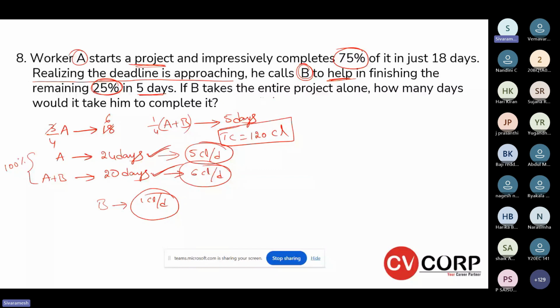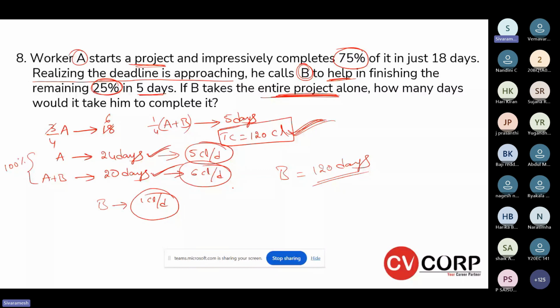Eating chocolates, correct? So here, 120 chocolates, eating 120 chocolates is the entire project. So B's efficiency is eating 1 chocolate per day. Obviously, to eat 120 chocolates, B will take 120 days, because his efficiency is to eat only 1 chocolate per day. He will eat all the chocolates in 120 days. So he will complete the entire project alone in 120 days. So the correct answer is 120.